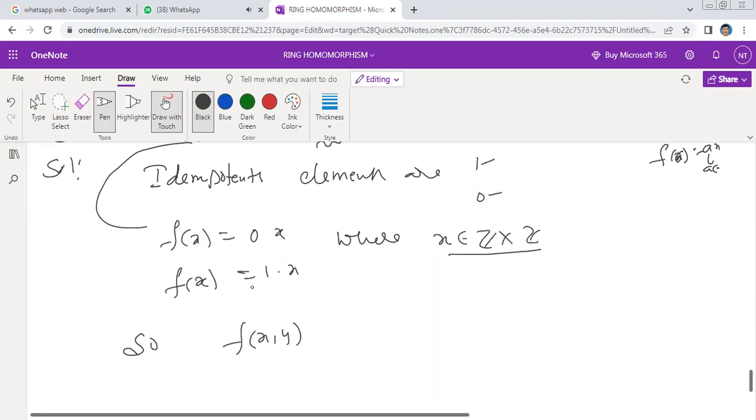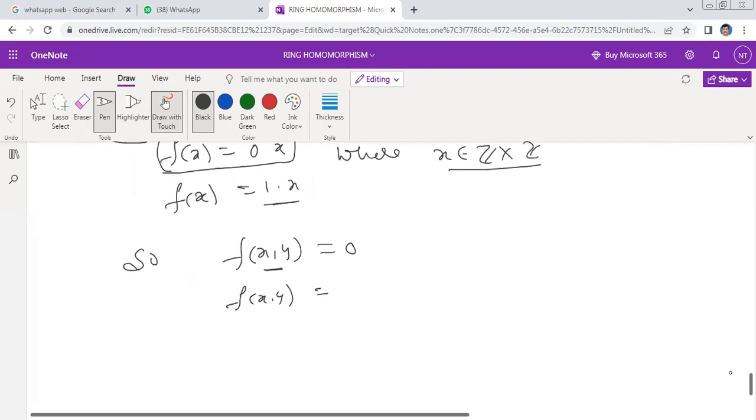f of x comma y, because x comma y is an ordered pair in Z cross Z. What is the answer, please? 0. f of x is equal to 0x. Right, okay. Next, another one. f of x comma y is equal to, what do you say? 1x means what? 1 into x. Yeah, f of x y is equal to, another element is y, 1 into y. These are the 3 ring homomorphisms.